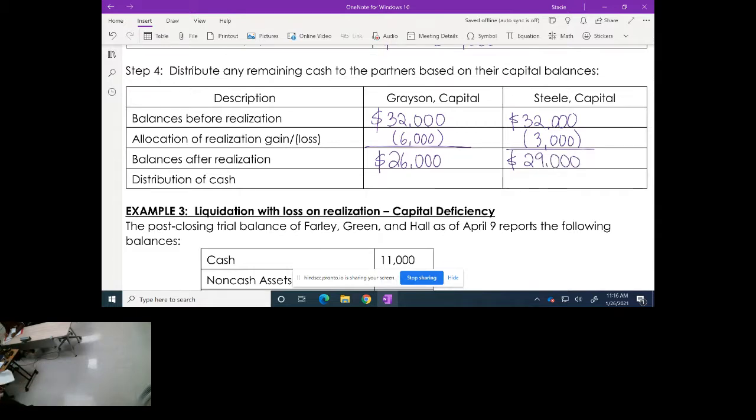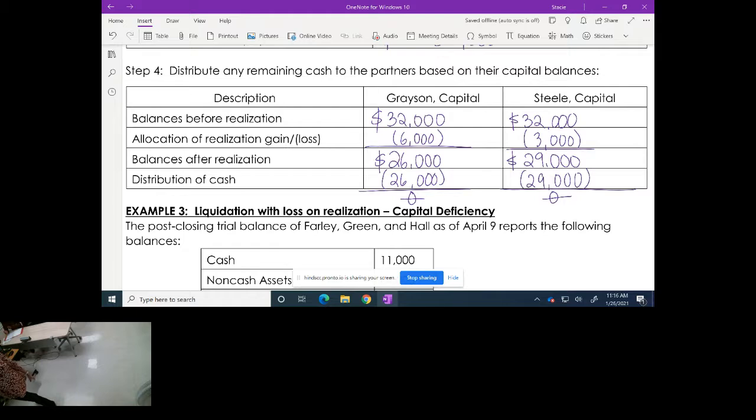Okay, so who's getting what kind of cash? Grayson gets 26,000 and Steele gets 29,000. They're going to get cash in the same amount as their capital balance, because what you ultimately want to end up with is 0.